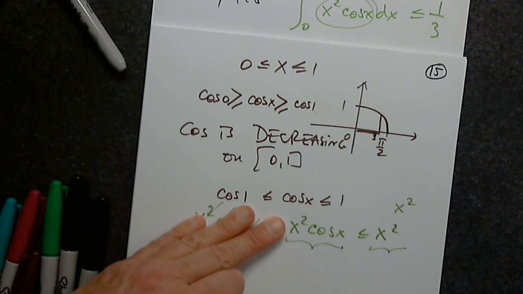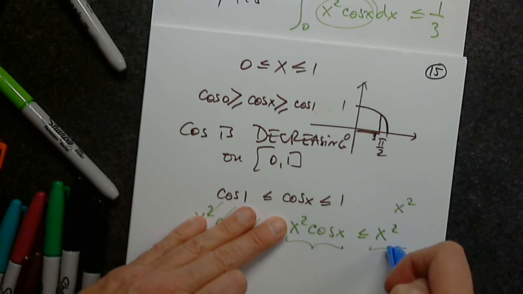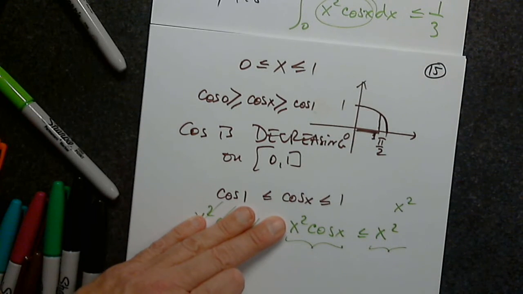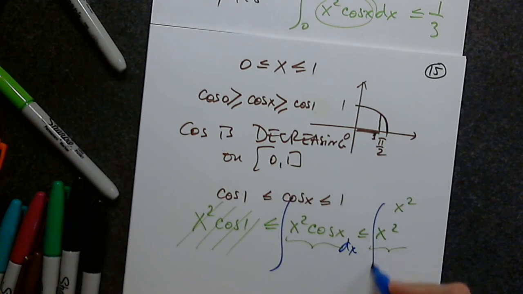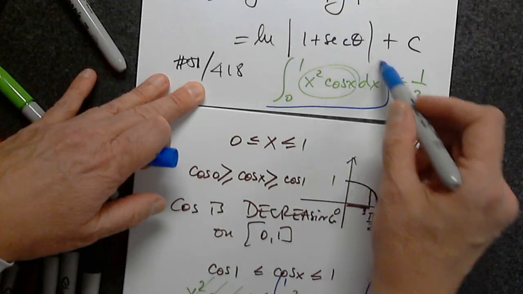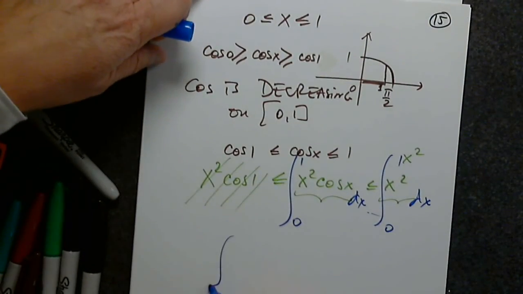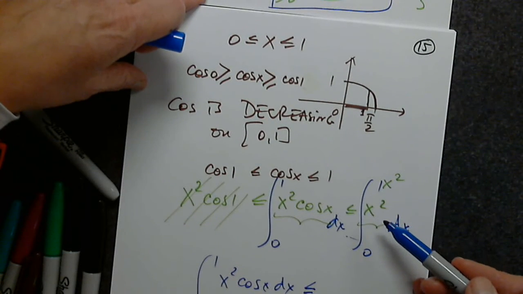Therefore, there is one property of the definite integral that says what? If a function is under another function, the area under this and the area under this are in a particular relationship. So the integral dx, of course, between 0 and 1. On the left-hand side I built exactly what I wanted: the integral from 0 to 1 of x squared cosine x dx is less than or equal to, and now this I can determine.